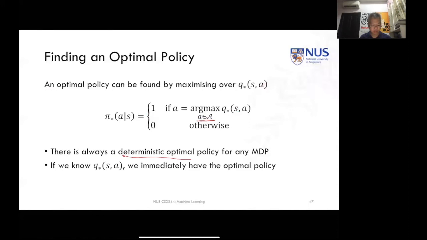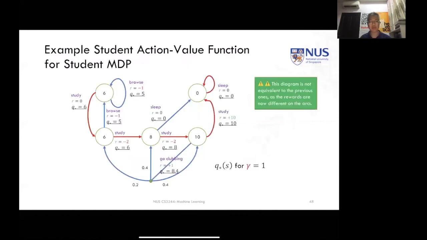Once we know this Q star, we immediately have the optimal policy, because we can use this case example to tell us that if a particular action gives us the maximum value, we just set it as the policy that we're going to follow. And so you can probably see where we're going with this. We can see exactly what we're supposed to do at every state within our MDP.